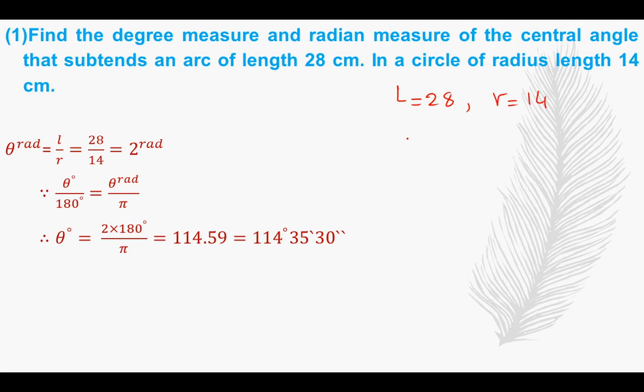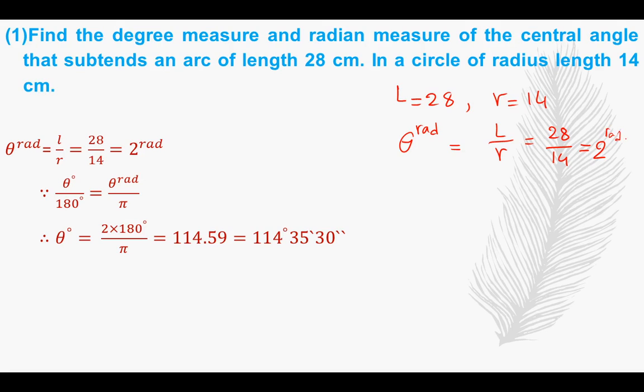First we have to find theta radian, because we all know that by the rule theta radian equals L over r. So it will be 28 over 14. Simplify, divide by 14, 28 divided by 14 equals 2. So now theta radian equals 2 radian.